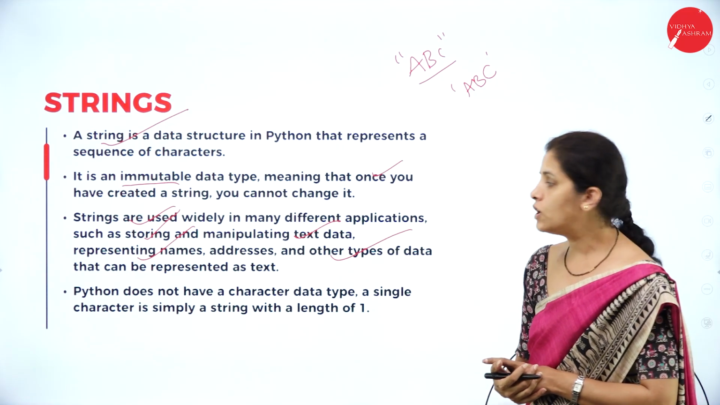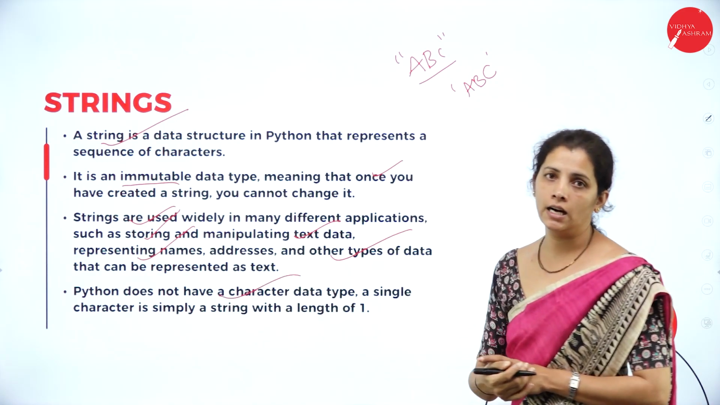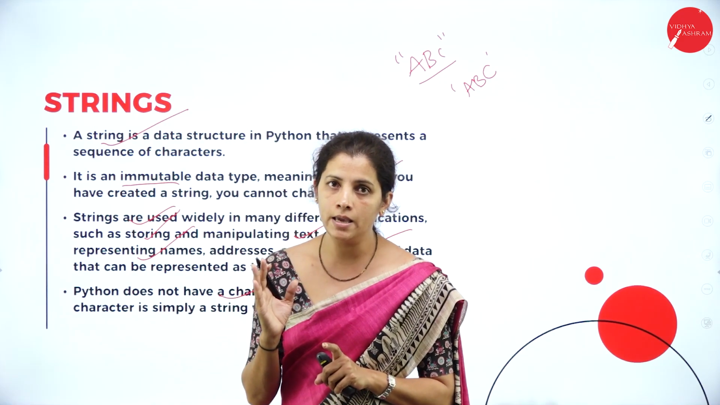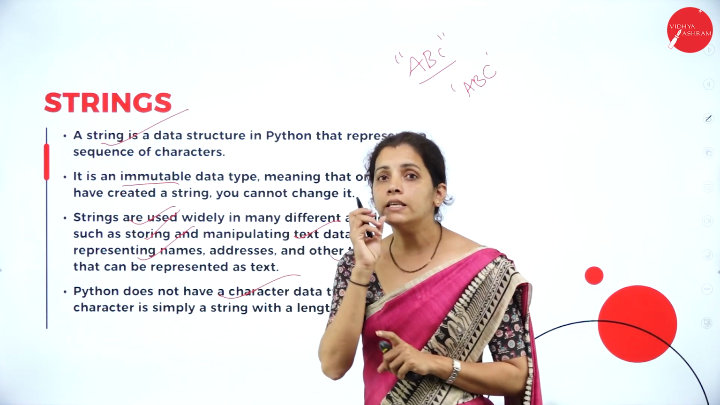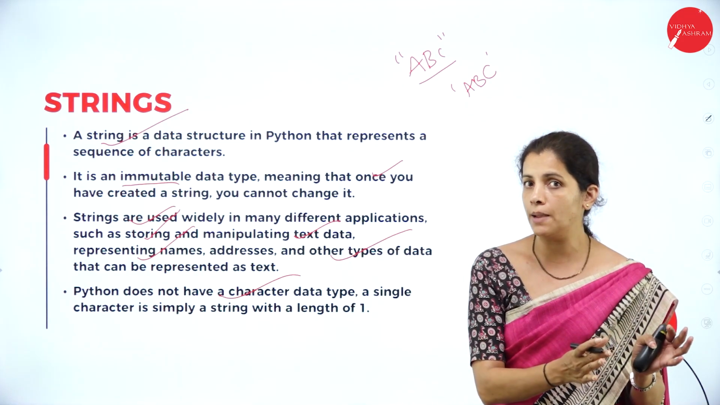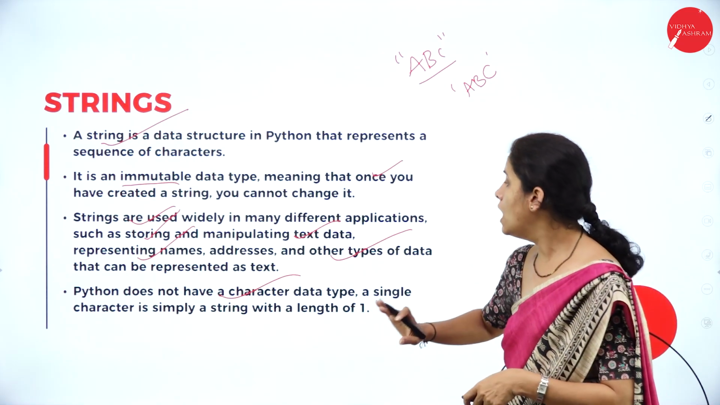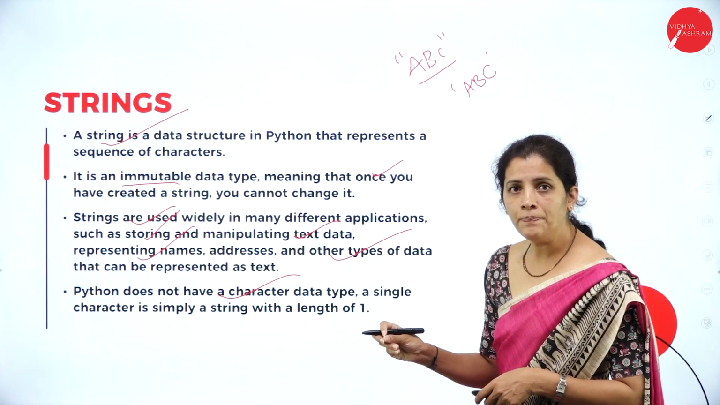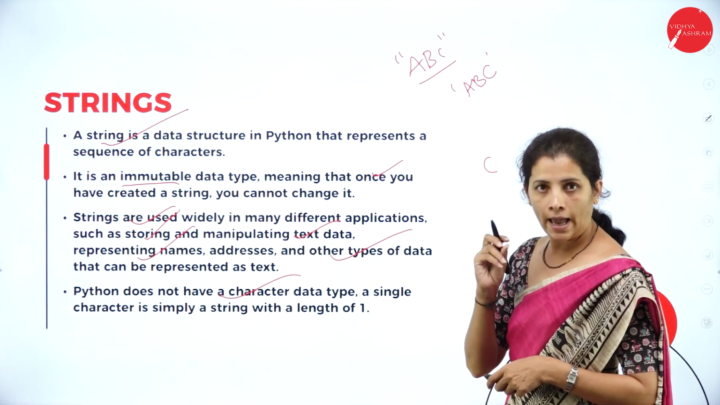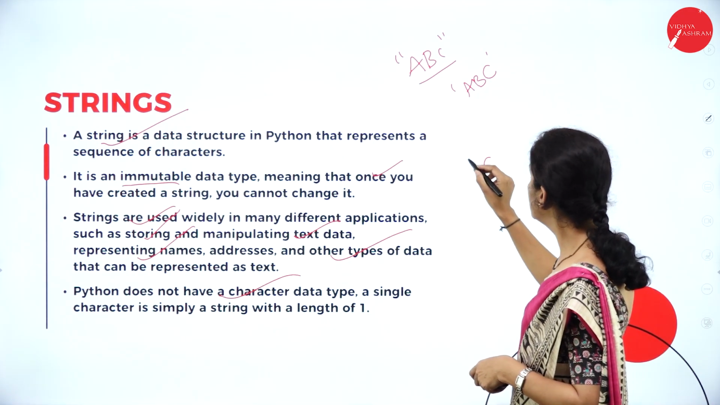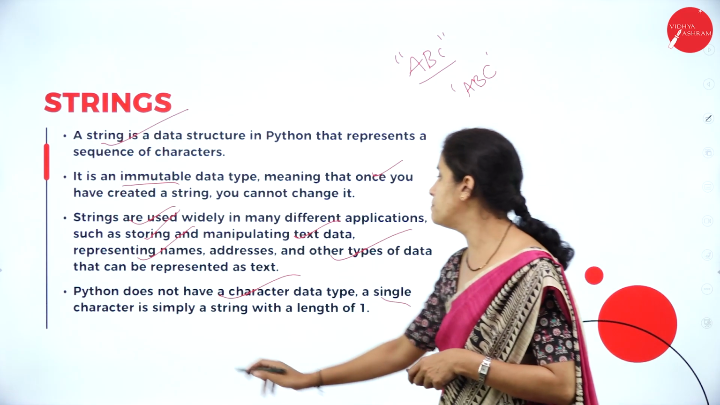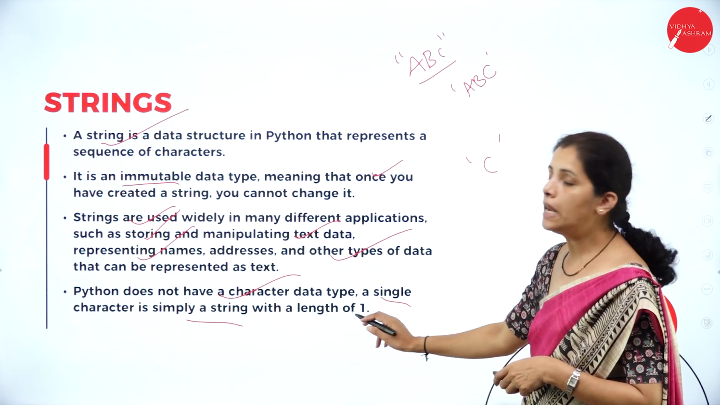And Python does not have a character data type. In Python, I don't have any character data type. So what is character? Single character. And if I consider C or Java, we have a separate data type called character. But in Python, I don't have any character data type. And if I have a single character or a single letter, then it is also termed as string. So single character is simply a string with the length 1.